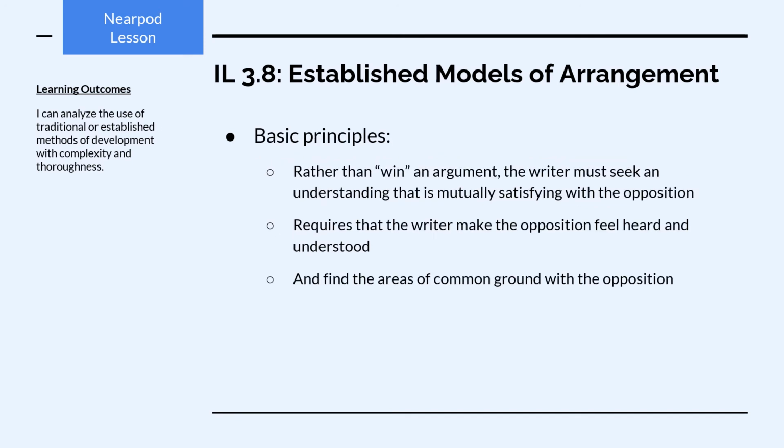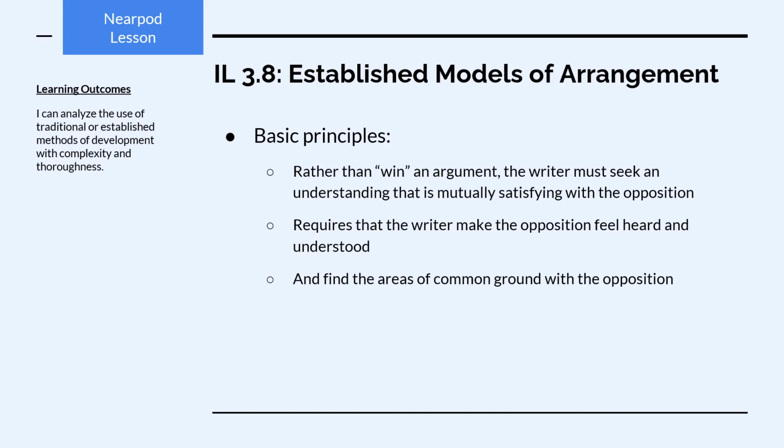The basic principles behind the Rogerian model are that rather than win an argument, the writer must instead seek an understanding that is mutually satisfying with the opposition. It requires that the writer make the opposition feel heard and understood and find the areas of common ground with the opposition.